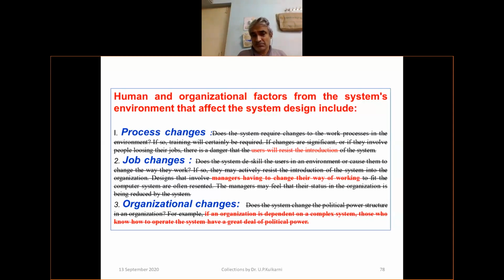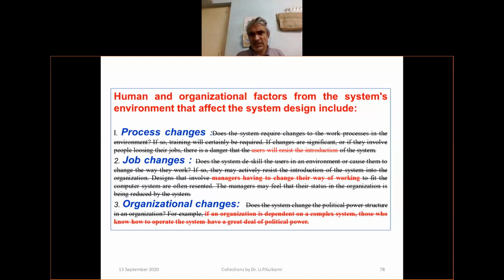Right? Look into that. Organizational changes. Does the system change the political power structure in the organization? If an organization is dependent on a complex system, those who know how to operate the system have a great deal of political power. They get highlighted in the organization. They become a leader, they become a dictator and all these things. So you need to adapt. Otherwise, you'll be dictated by some other set of people, who could sometimes be your juniors.